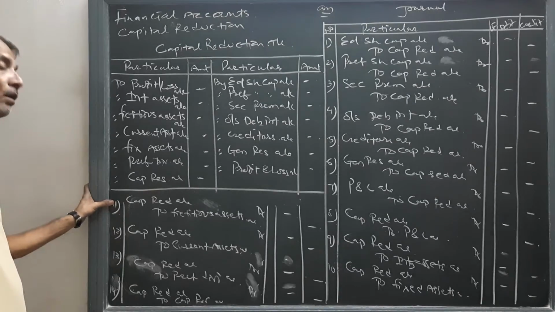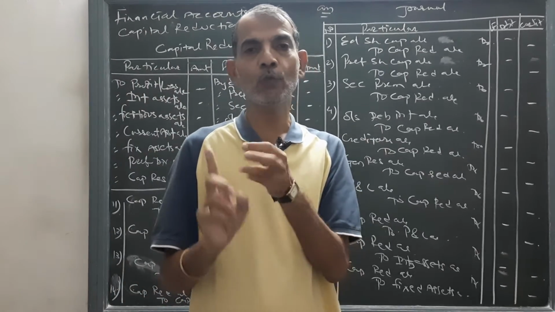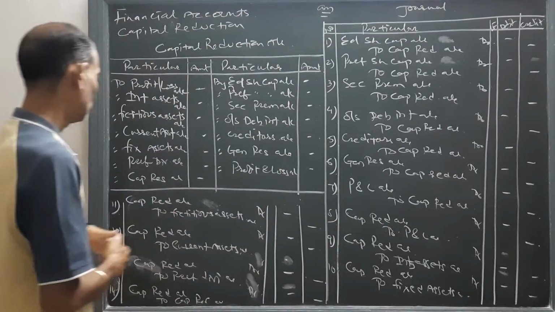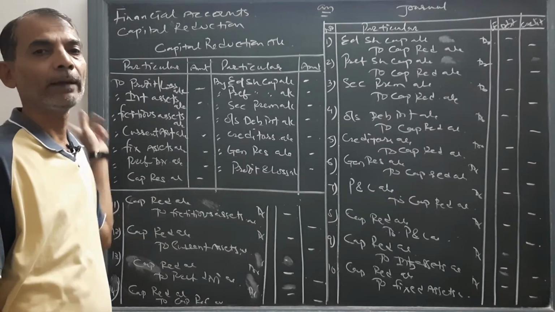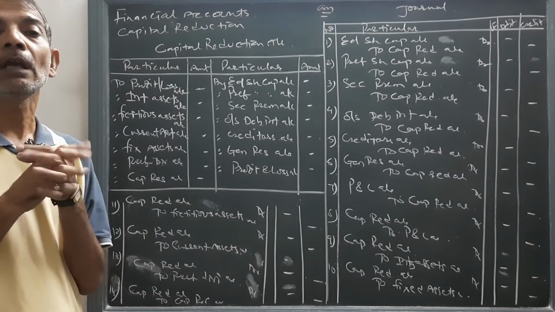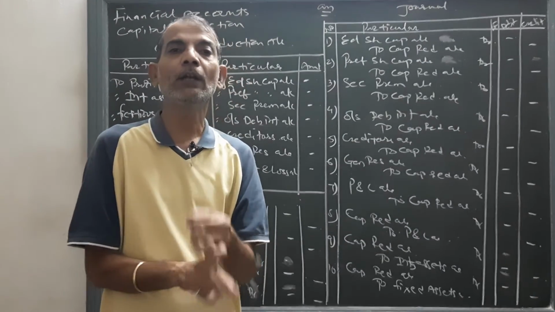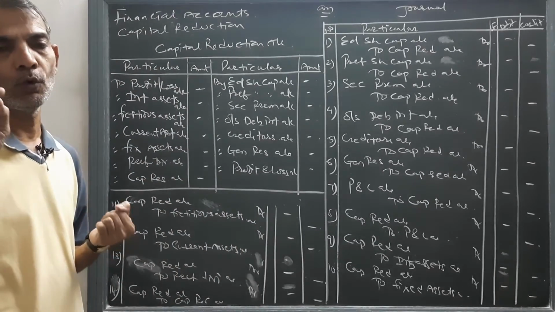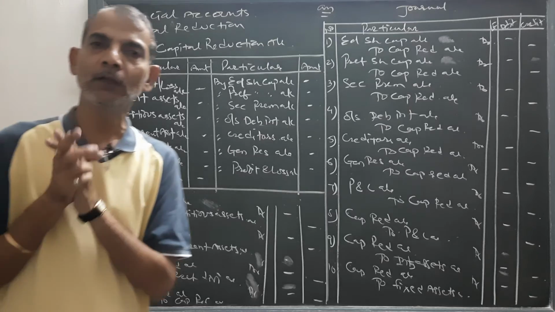Then come fictitious assets like share discount, debenture discount, and preliminary expenses. All these are to be written off. Then the entry is capital reduction account debit to fictitious assets account, and it is written on the debit side of the capital reduction account. Then, if some amount of investment or current assets is to be written off, the entry is capital reduction account debit to investment or any of the current assets, and that amount is written on the debit side of the capital reduction account.